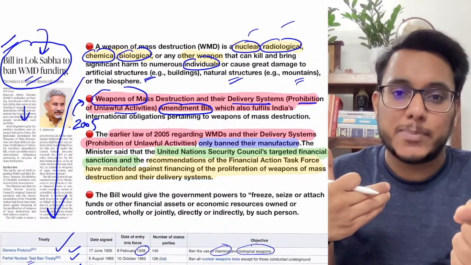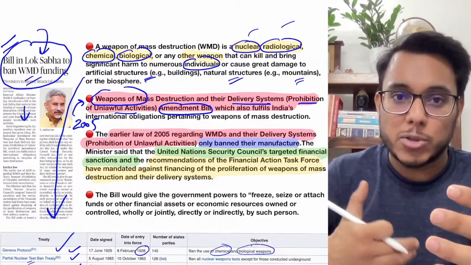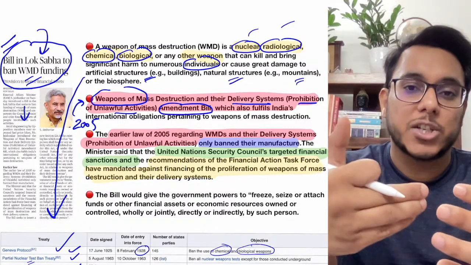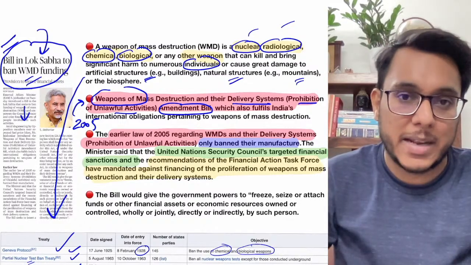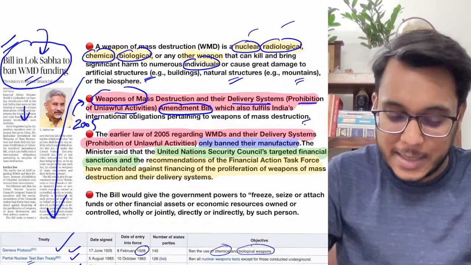So if manufacturing is penalized, you can catch that person X. But if the funding is also penalized, then suppose some other person is providing some financial help, that particular person can also be penalized. So the funding is being banned under this particular bill that has been raised.